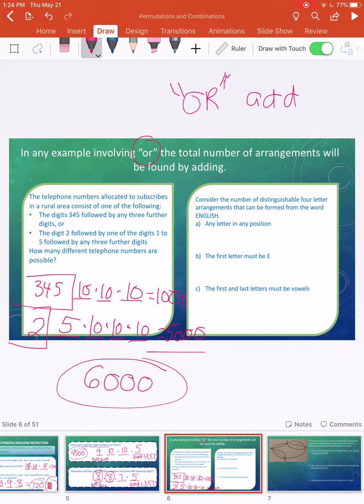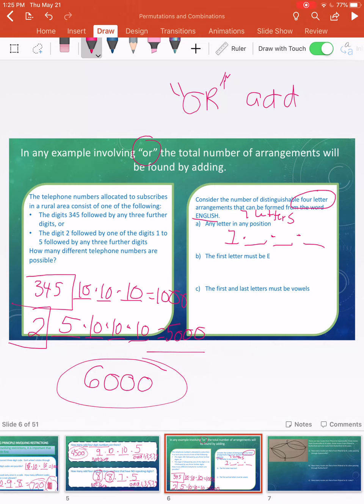So let's underline 4-letter arrangement or circle it. In English, there's 1, 2, 3, 4, 5, 6, 7 letters that we have as options. However, we only want a 4-letter arrangement. In my first letter, it can be any of those 7 letters, so I have 7.